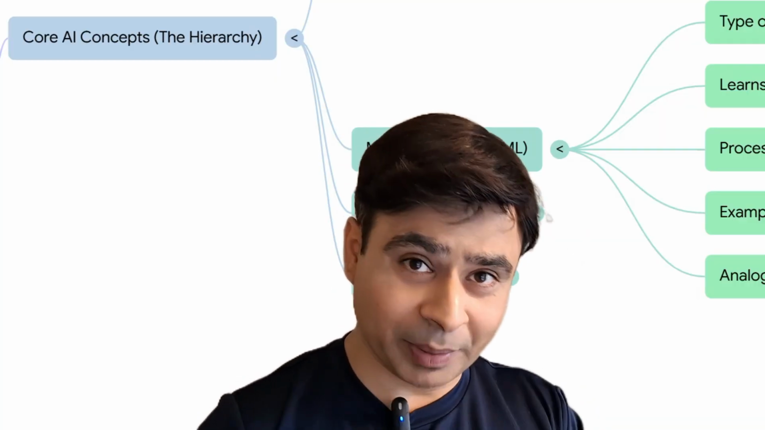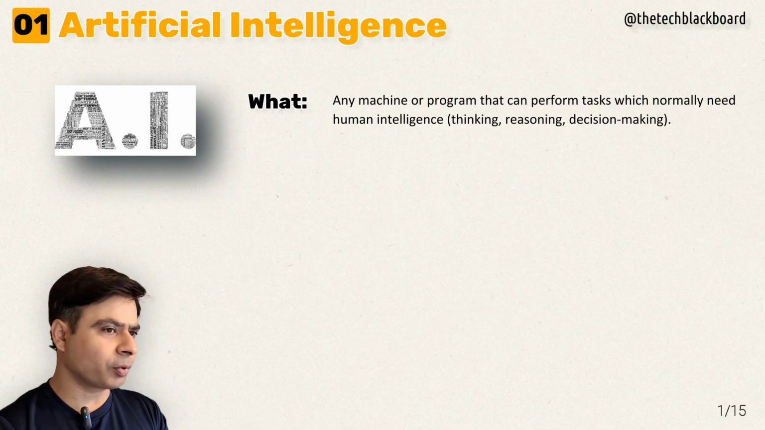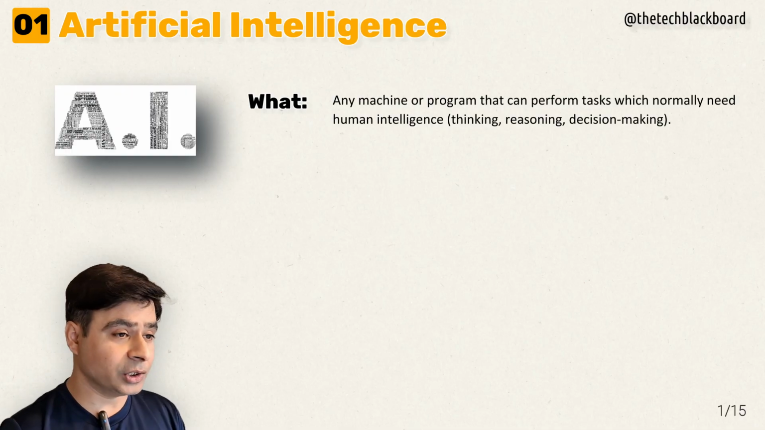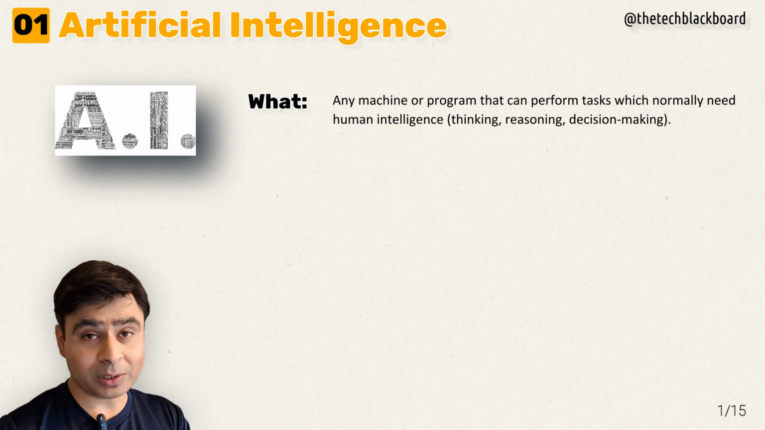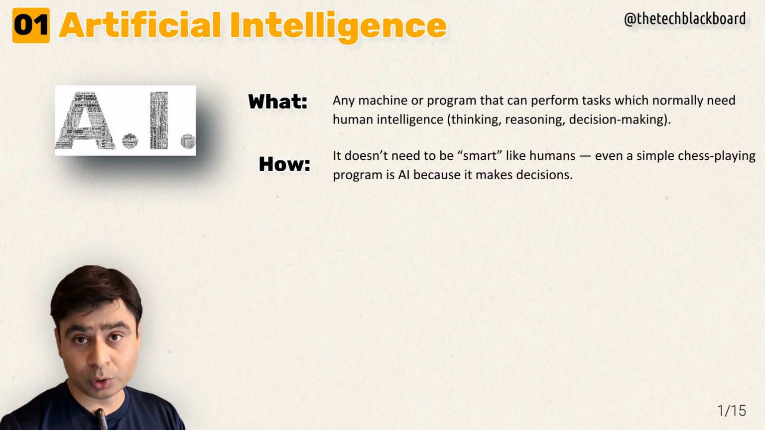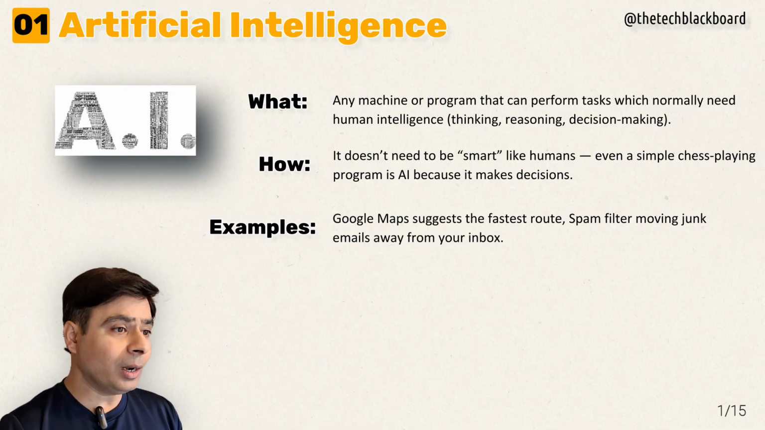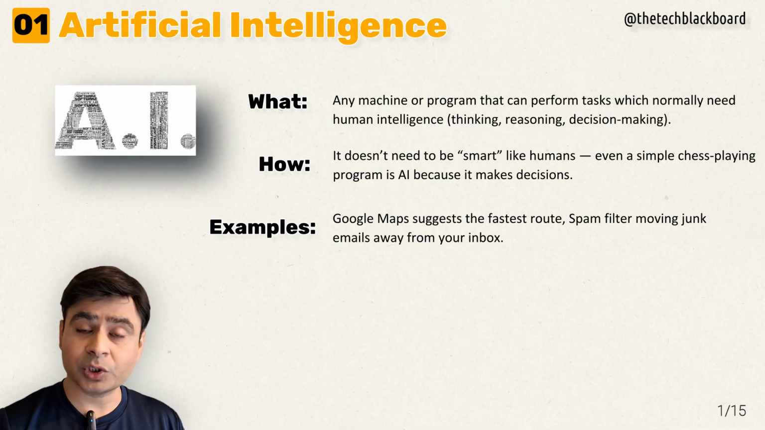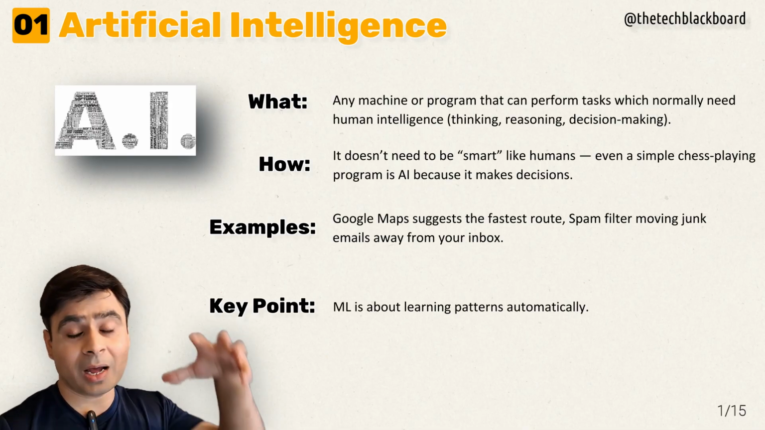Alright, so let's start with the big one, the umbrella term: artificial intelligence. In simple words, any machine or program that can perform tasks which normally would need human intelligence, for example, thinking, reasoning and decision making. Even a simple chess playing program is the use of artificial intelligence to make decisions. And what can be the examples? Well, Google Maps suggesting you the fastest route. Also, spam filters which remove the junk mails from your email boxes. This is the whole field, like an umbrella term.